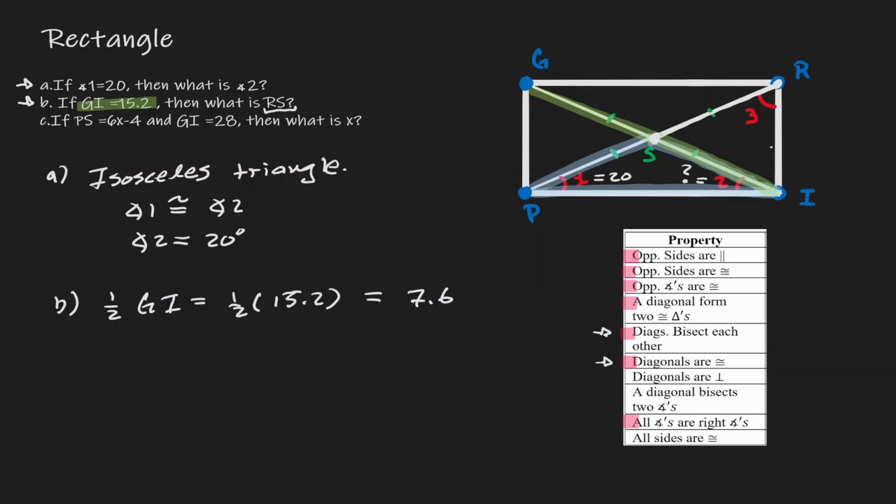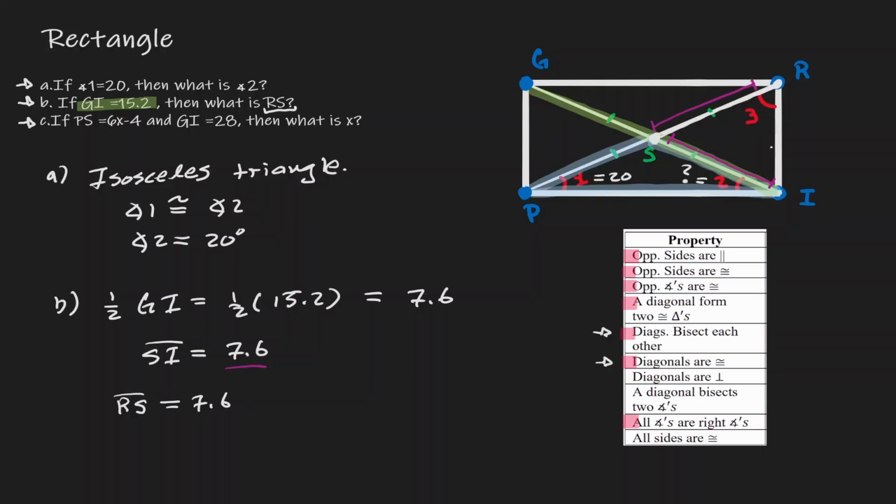So if GI was 15.2, then SI has a value of 7.6. But now SI is this length that we have here. Do not forget that the diagonals get bisected and all the halves have the same length. So if SI is congruent to SR, then SR is also of the same value. Therefore, we have found the length of RS.